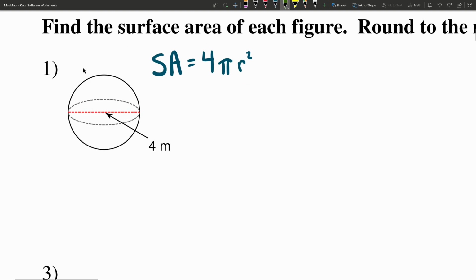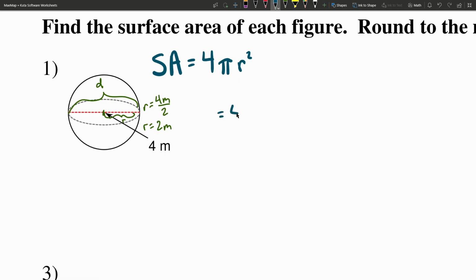Looking at our sphere in number one, it doesn't give us the radius, but it gives us the diameter as 4 meters. So if the measurement across, which is our diameter, is equal to 4 meters, we want half of that, which will be our radius, r. Taking the diameter of 4 meters and dividing it by 2 gives us our radius of 2 meters. Now that we know our radius, we'll plug that into our formula to find the overall surface area.